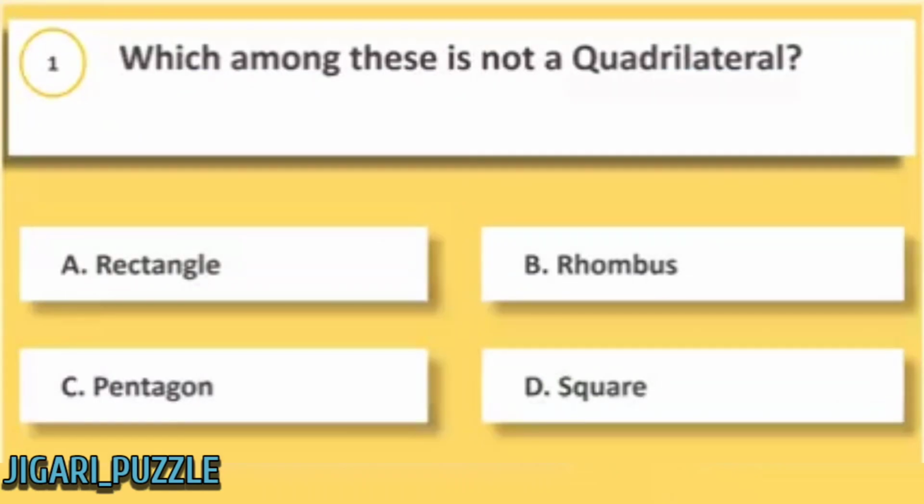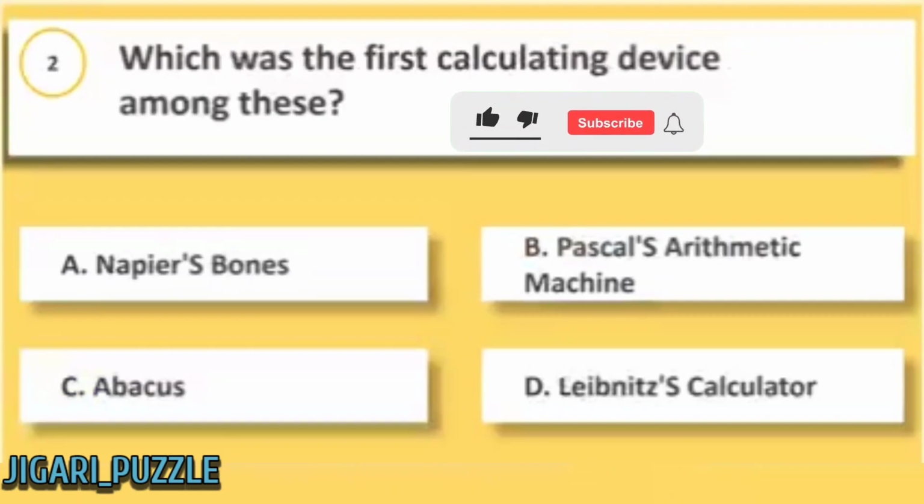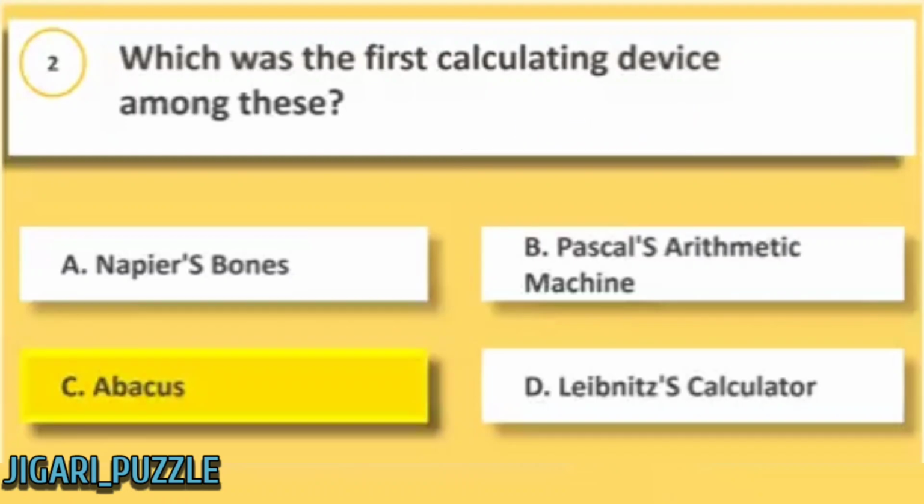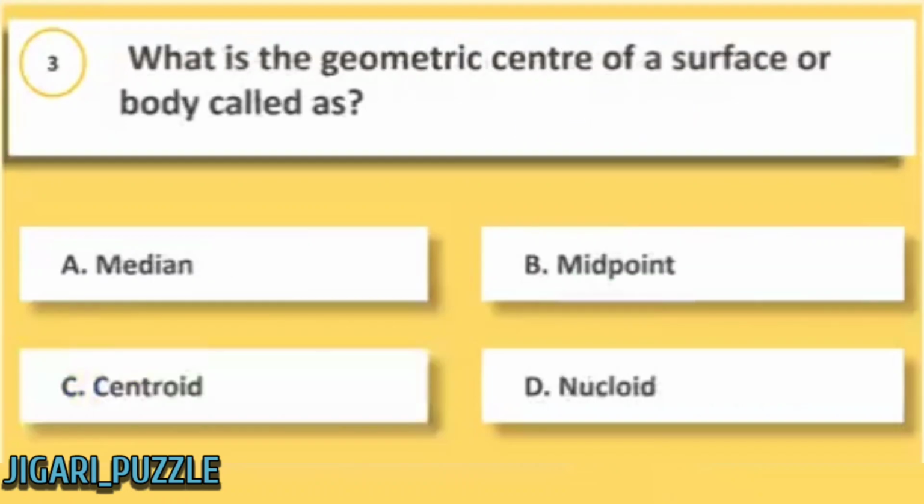Among these, which is not a quadrilateral? Pentagon. Which was the first calculating device among these? Abacus. What is the geometric center of a surface or body called? Centroid.